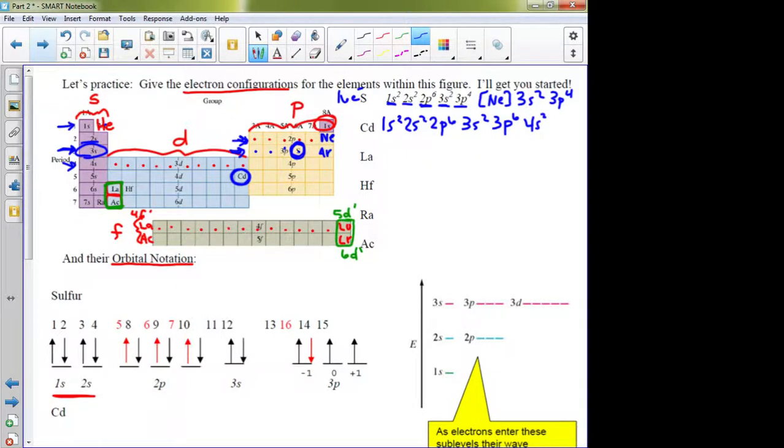What comes next? 3d. 3d10. 1, 2, 3, 4, 5, 6, 7, 8, 9, 10. What comes next? 4p6. What comes next? 5s2. What comes next? 4d10. We want to count that? 1, 2, 3, 4, 5, 6, 7, 8, 9, 10. It's 10.